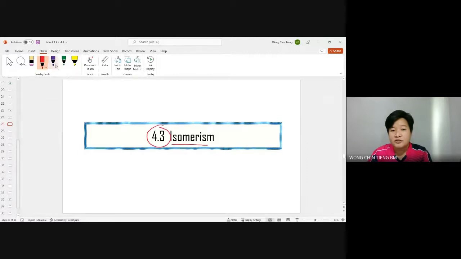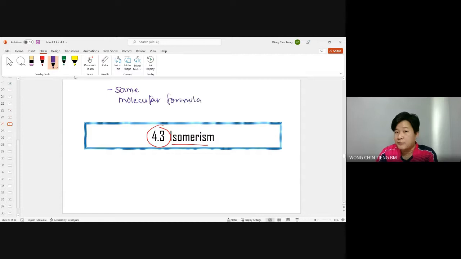Isomerism, very, very much different from your structural formula. Kalau tadi structural formula semua sama, kita cara tulis je lain, betul? Kat sini, the only thing that is the same is the molecular formula. If you remember what is molecular formula, just now, C4H8, C5H10O, okay? This is molecular formula.